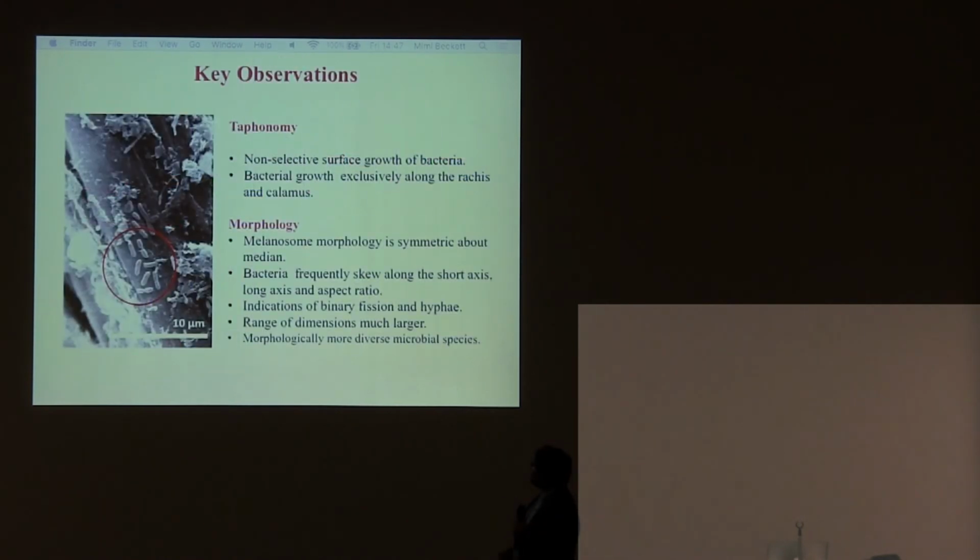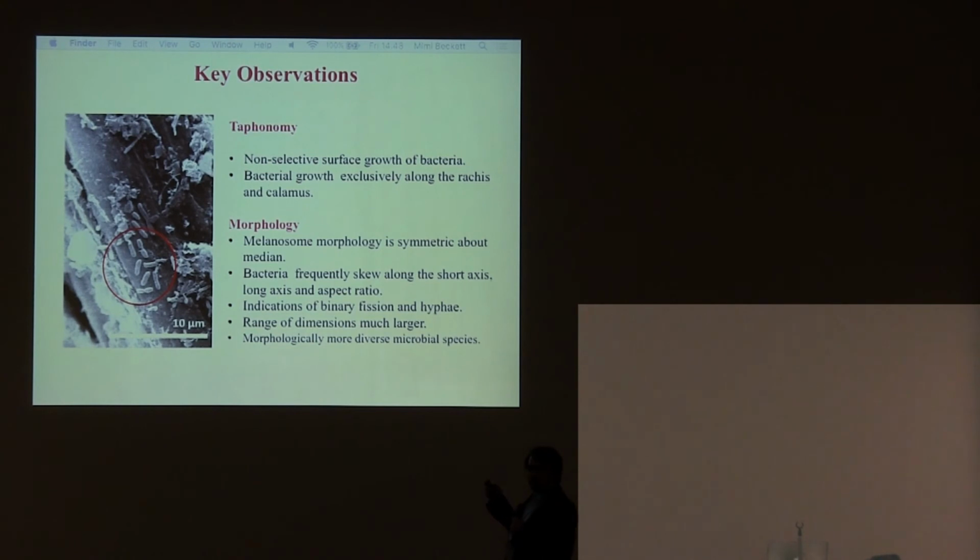So what do we observe from taphonomy? We saw that there was non-selective growth in terms of pigmented and unpigmented feathers. And this was, mind you, a surface growth. I did not see bacteria penetrating into the interior. And secondly, the bacterial growth was exclusively along the calamus and the rachis. Now these areas are frequently absent from the fossil material.